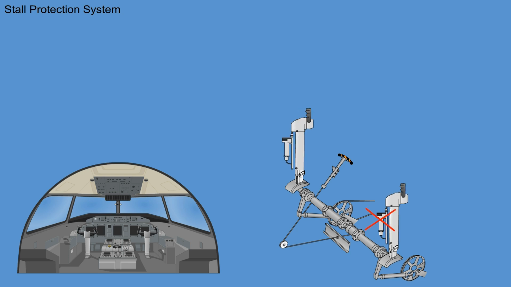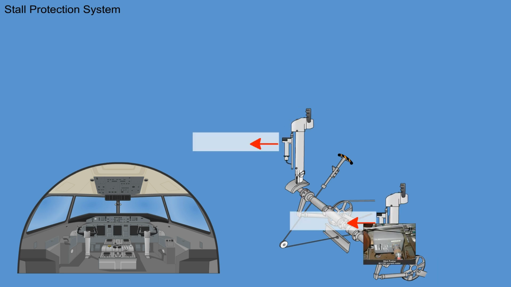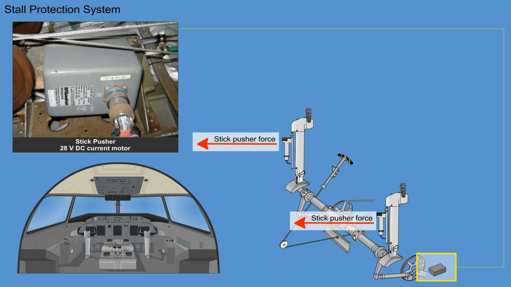When only one stick shaker is operating, its vibration is transmitted through the torque tubes and the push-pull rod to the other control column. The stick pusher will move the control columns to decrease the angle of attack of the aircraft as soon as the aircraft is in a stall condition.